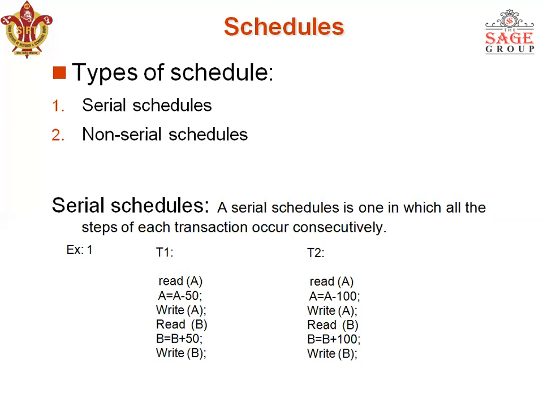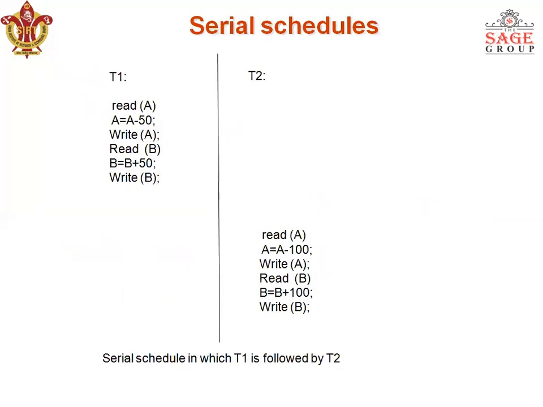If we talk about serial schedule, here we take an example of two transactions, T1 and T2. T1 contains some group of instructions, and T2 also contains some group of instructions, or we can say operations. This is an example of a serial schedule, where T1 performs its operations. Whenever T1 has finished its execution, after that T2 enters the system and completes its execution. Here the T1 transaction is followed by T2, meaning only after T1 has completed its operations will T2 proceed.